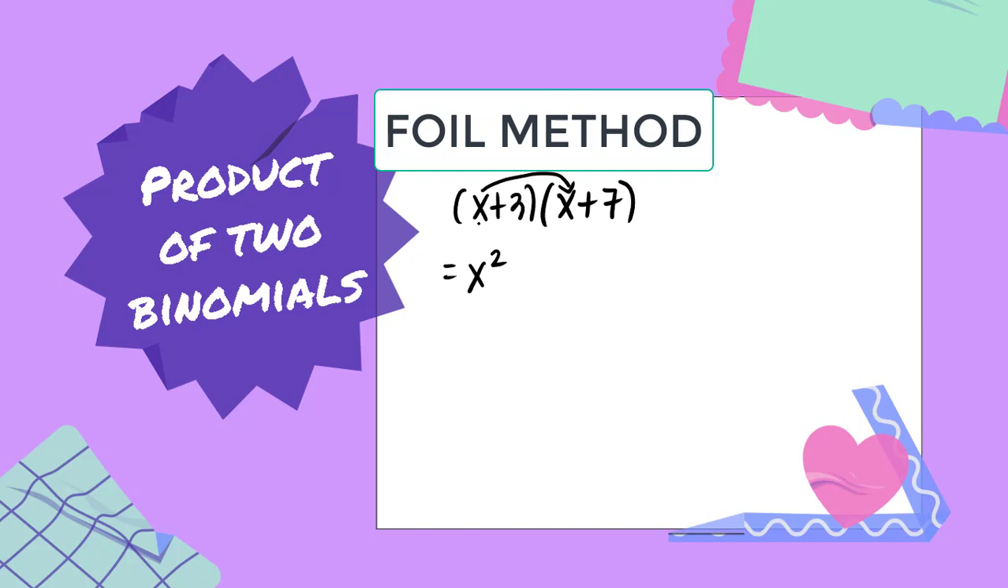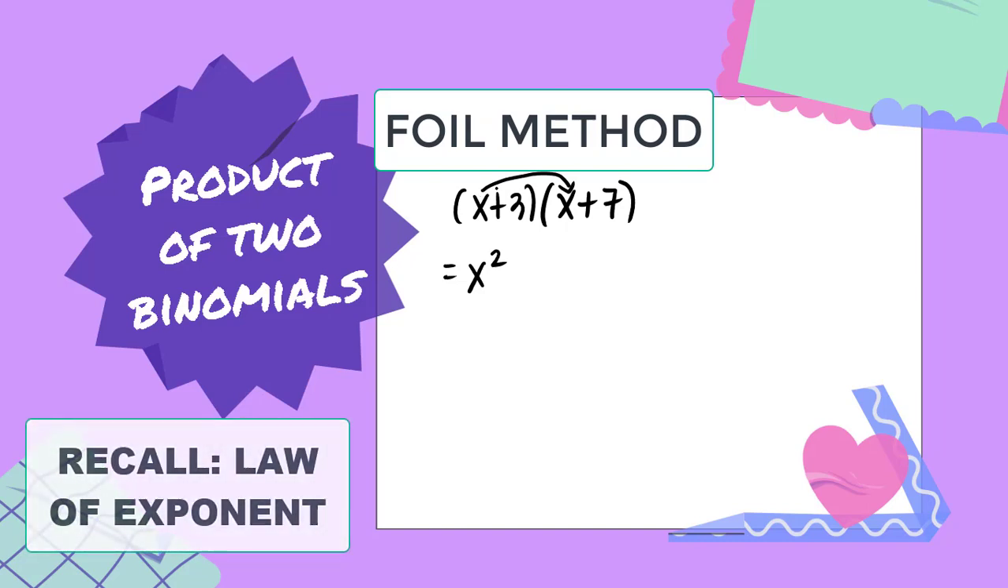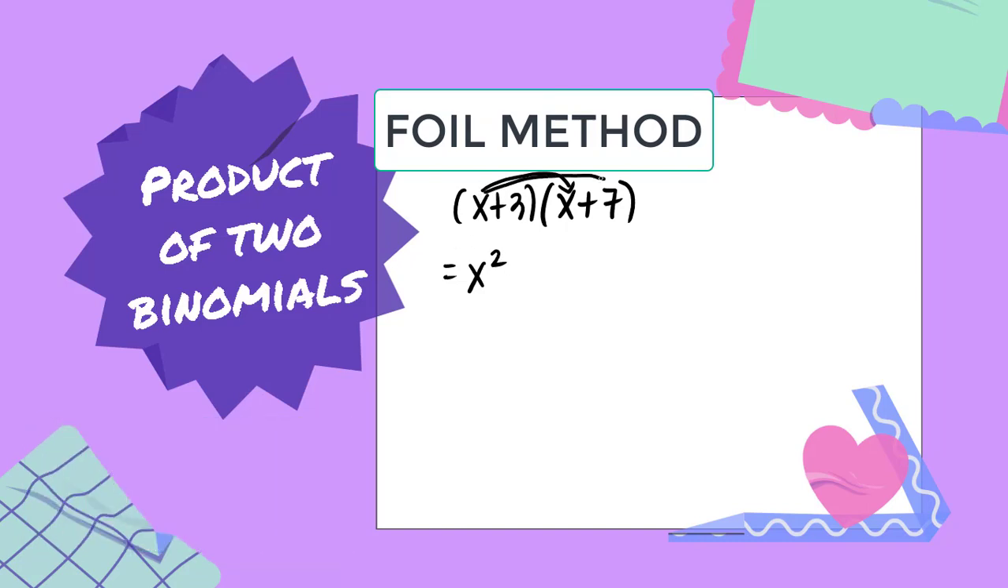Since when you multiply terms, you add the exponents. Then next is the outer term, x times 7, that is positive 7x. Then you have positive 3 times x, that is positive 3x. Then positive 3 times positive 7 is equal to positive 21.